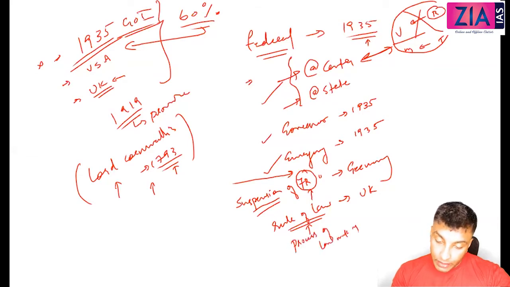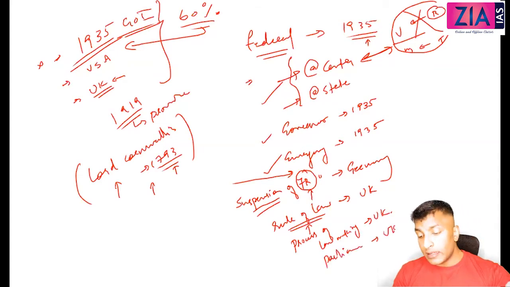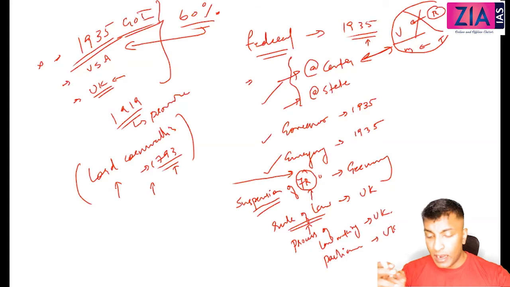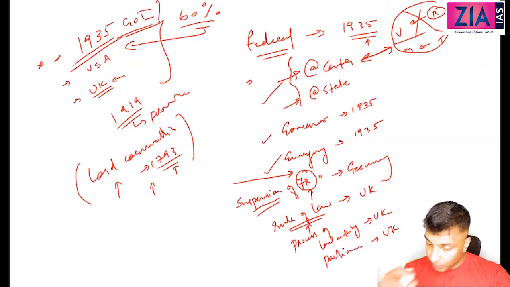Process of lawmaking again from UK. Parliamentary system, UK, but there is a small difference in the parliamentary system. There it is a monarch, which is not elected, which is hereditary. Here the head of the state will be the president, which is elected, and it is a republic. So I'll discuss that in the coming session.